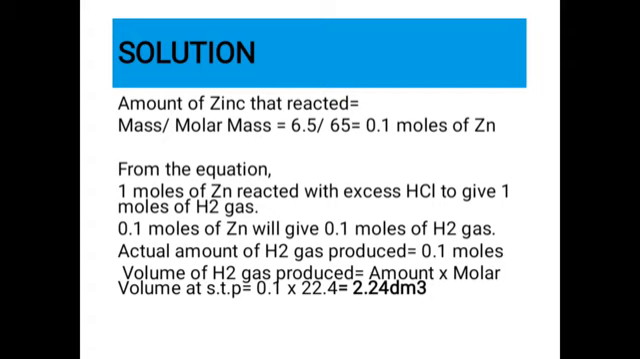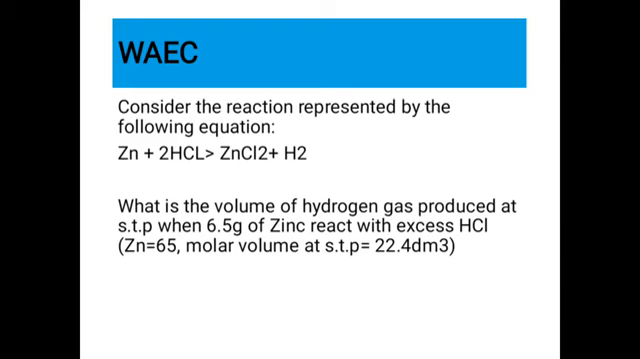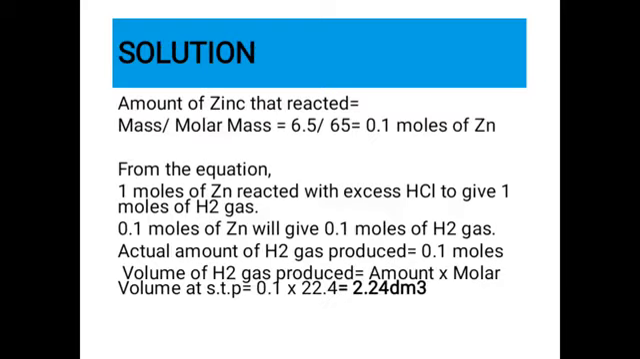Then another step is to do the stoichiometry of the equation. 1 mole of zinc produces 1 mole of H2 gas. Therefore, 0.1 mole of zinc will still be equal to 0.1 mole of H2 gas. That means the actual mole of H2 gas is 0.1 moles.